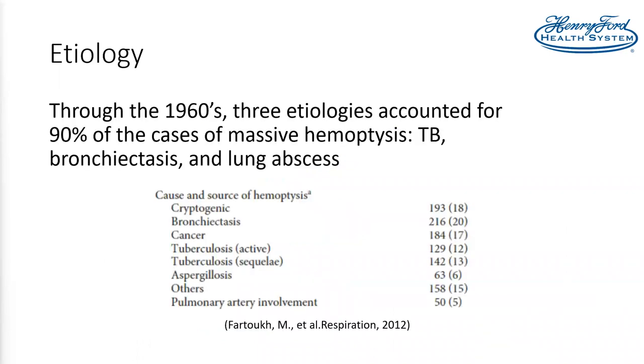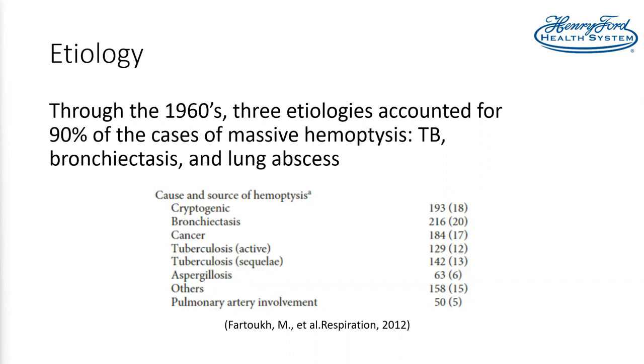Now, etiologies of massive hemoptysis have evolved over time. Back in the 60s, 90% of cases of massive hemoptysis were tuberculosis, bronchiectasis, and lung abscesses. The same group that did that mortality risk score looked at etiologies of massive hemoptysis in general. This is a study that was done over 14 years, so they have a good history in there. It was published in 2012, as we said.